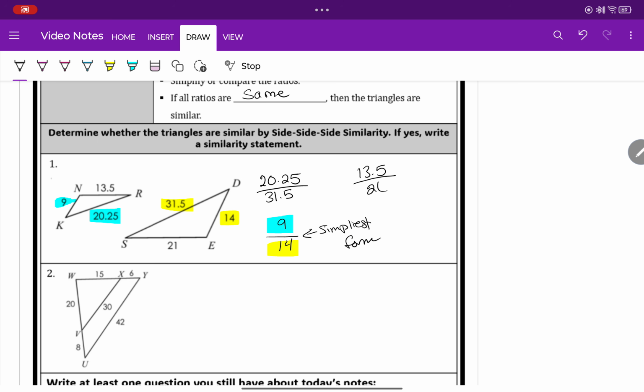Okay. I have 20.25 over 31.5, and I can divide both of these by 5, which means my top ratio becomes 4.05 and my bottom becomes 6.3.